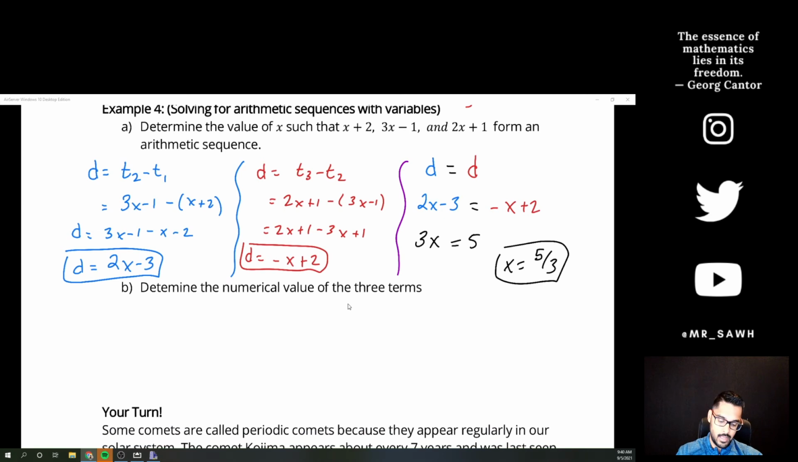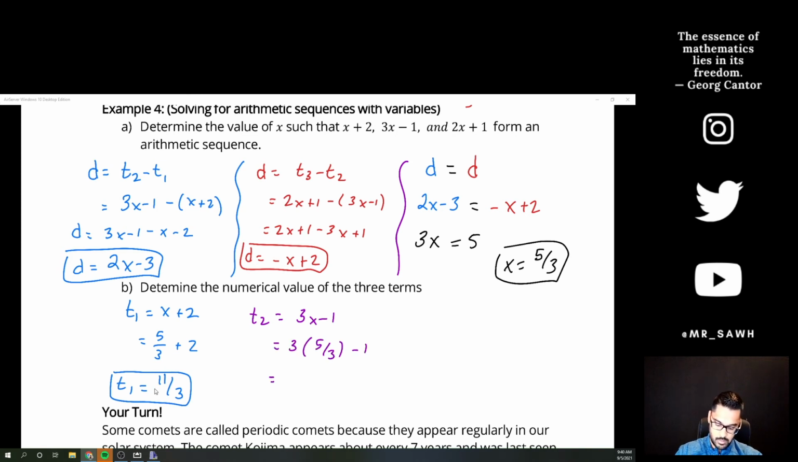Other thing we're asked to do is to determine the numerical value of those three terms. So I know that term 1 is x plus 2, which means, well, I know x is 5 over 3 plus 2. So you can add that fraction together however you choose. We won't spend the time talking about adding fractions. But when you do add them, you get 11 over 3. If you do the second term, T2, that was 3x minus 1, which means that's equal to 3 times 5 over 3 minus 1. This one's nice. It works out to be 4, because the 3's are going to cancel out. You're really just left with the 5 minus 1.